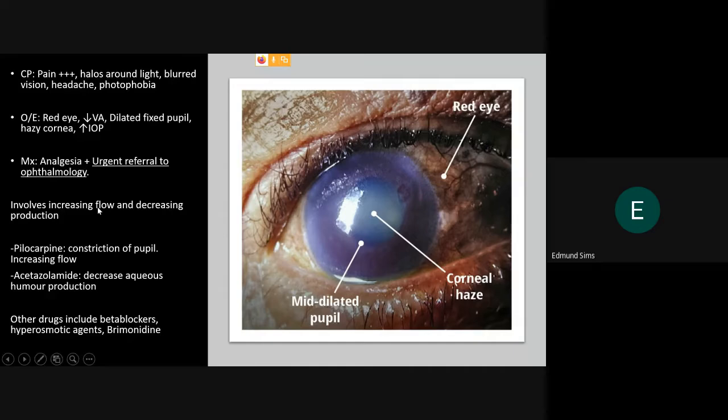So pilocarpine causes constriction of the pupils. As I said, as the pupils dilate, the iris gets shorter and fatter and tends to block off the angle in closed angle glaucoma. So if you give pilocarpine, then you can find that the flow will improve. And acetazolamide, which is a carbonic anhydrase inhibitor.